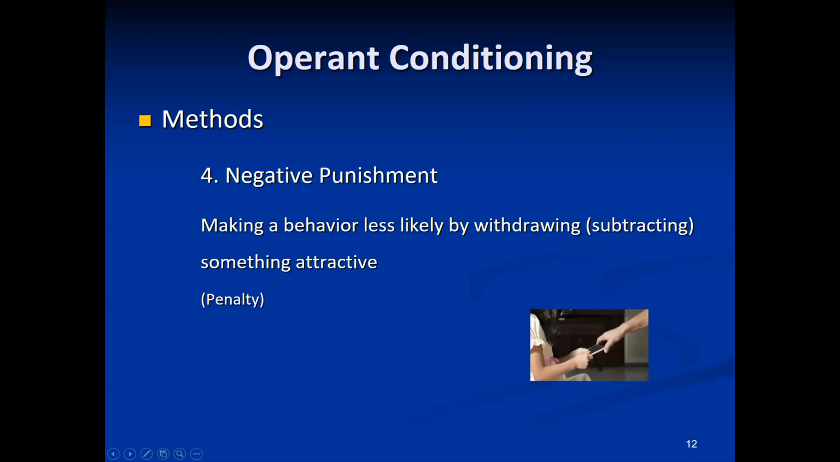With negative punishment, a targeted behavior is made less likely by removing, subtracting, something pleasant. For example, if a girl has her tablet confiscated for pushing her brother over, then this would make it less likely that she would be aggressive in the future.